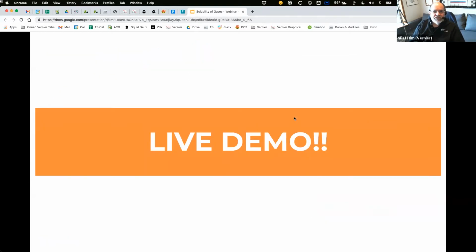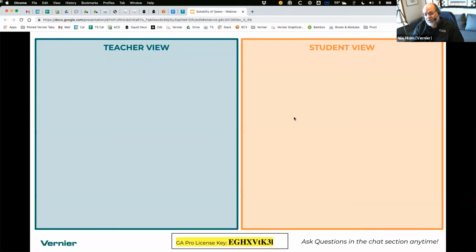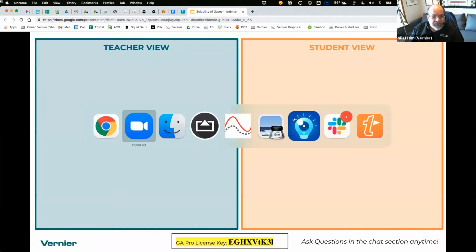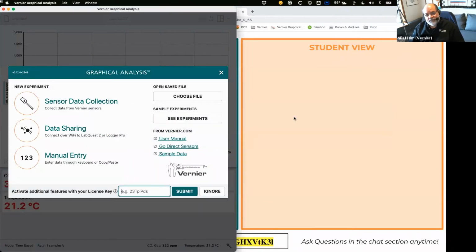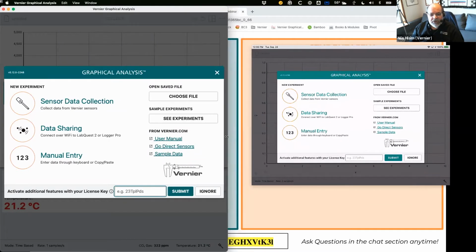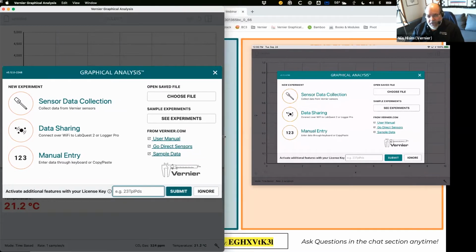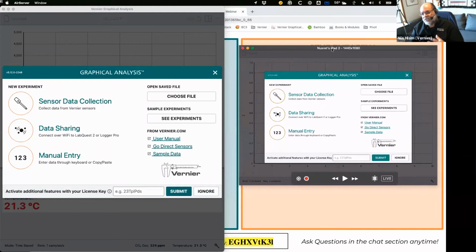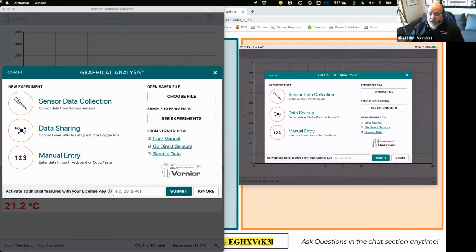So let's do a live demo together. Here's what we're going to do. Okay, here is my computer, and here is my iPad. What we're going to do is set you up. If you want to participate, you need to launch Graphical Analysis on your device. If you have it on a different device besides the one you're watching the webinar on, that would be ideal, because then you would not have to switch screens as much.